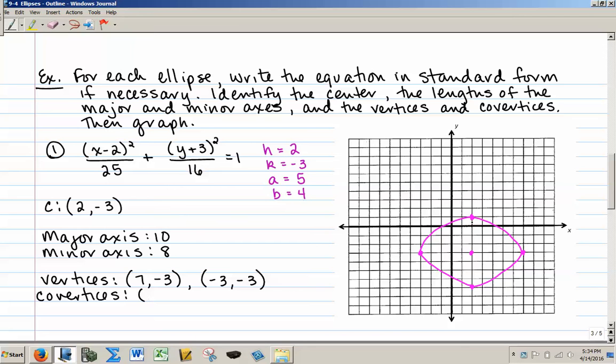And that would be the point 2, 1, and the point 2, -7. And I think that's everything we needed to do.